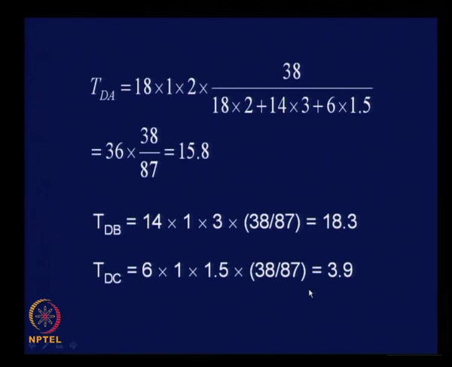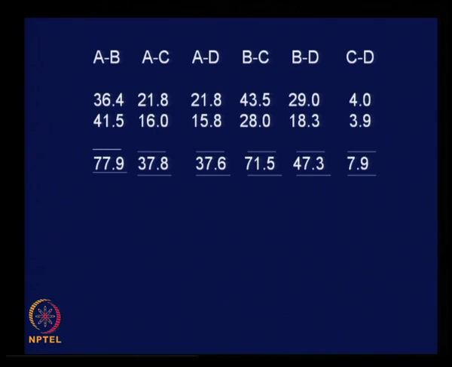Now, we are ready to put all the calculated values together. We have two values related to zones A and B: AB is 36.4, BA is 41.5. Similarly, for AC we have 21.8, CA 16.0, AD 21.8, DA 15.8, BC 43.5, CB 28.0, BD 29.0, DB 18.3, CD 4, DC 3.9.